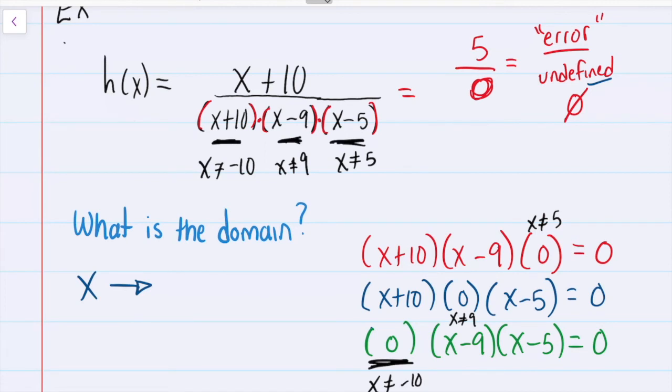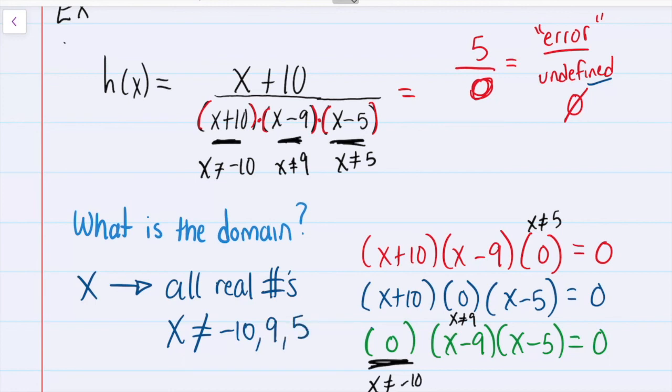Our domain in this case is all real numbers. You can plug in anything that you want. But be careful, you have to mention this: all real numbers except when x is equal. That symbol, the equal sign with a slash, means not equal. All real numbers except when x is equal to negative 10, positive 9, or positive 5.